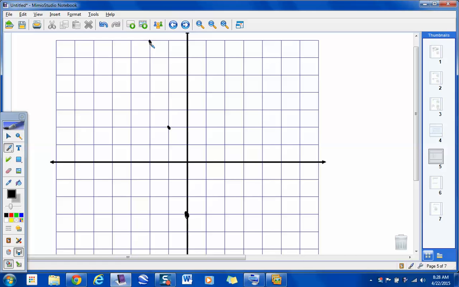Okay, what was the other equation, guys? Negative 5x plus 4, is that right? Was it negative 5x plus 4? Yeah.